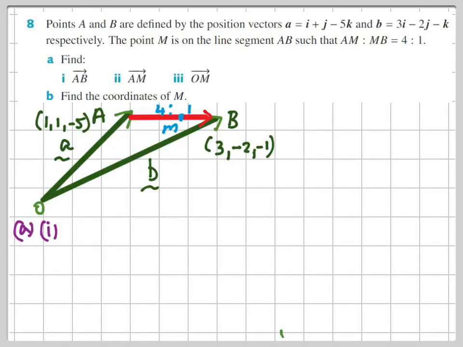The point of this video is to look at the linear combination of vectors. Read question 8 very carefully, press pause, read it carefully, and when you're ready, press resume.